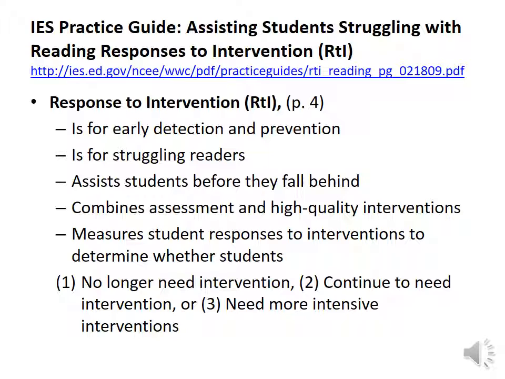Let me back up to two for a minute. They continue to need an intervention, perhaps just for a longer period of time, perhaps taught a slightly different way, but they just need a little more time in order to remediate some of the knowledge that they're lacking. But if that extra time doesn't work, then you're going to need to look to more intensive interventions and work with them for longer periods of time and in different ways.